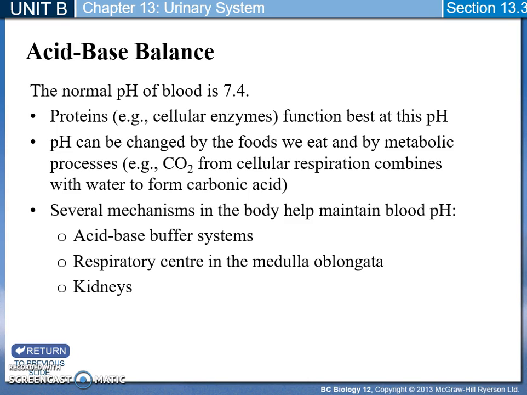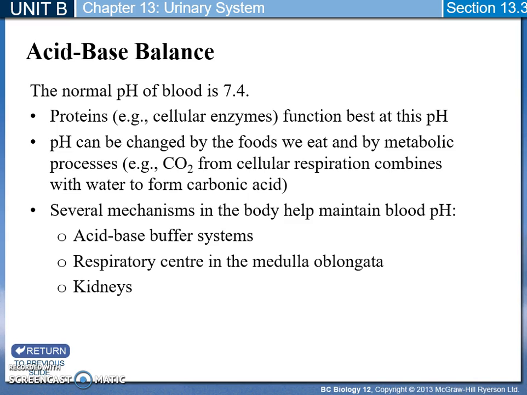That brings us to the acid-base balance. The normal pH of blood is 7.4. Proteins, the function of which as cellular enzymes, work best at this pH. So the body needs to maintain this pH for proper functioning of many different systems. The pH can be changed by the foods we eat and by metabolic processes like CO2 from cellular respiration combining with water to form carbonic acid.